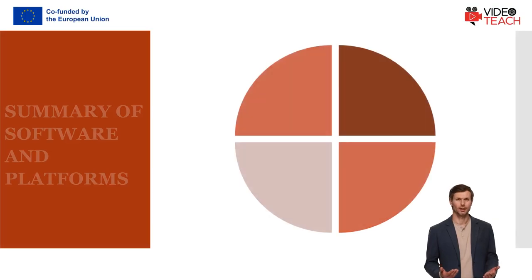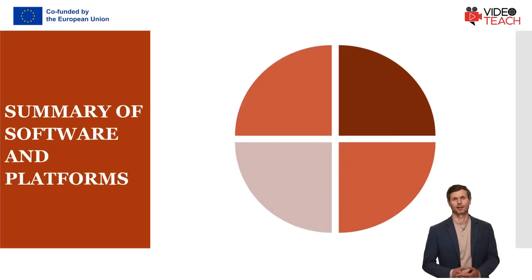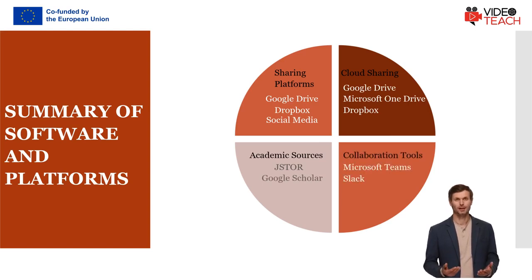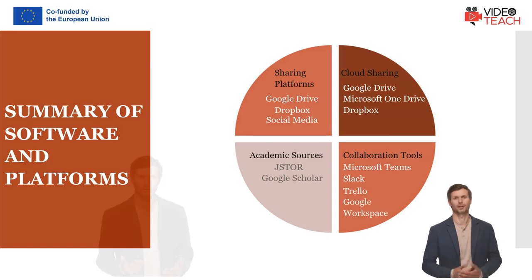In summary, we can divide software and platforms like this: sharing platforms, Google Drive, Dropbox, social media; cloud sharing, Google Drive, Microsoft OneDrive, Dropbox; academic sources, JSTOR, Google Scholar; collaboration tools, Microsoft Teams, Slack, Trello, Google Workspace.